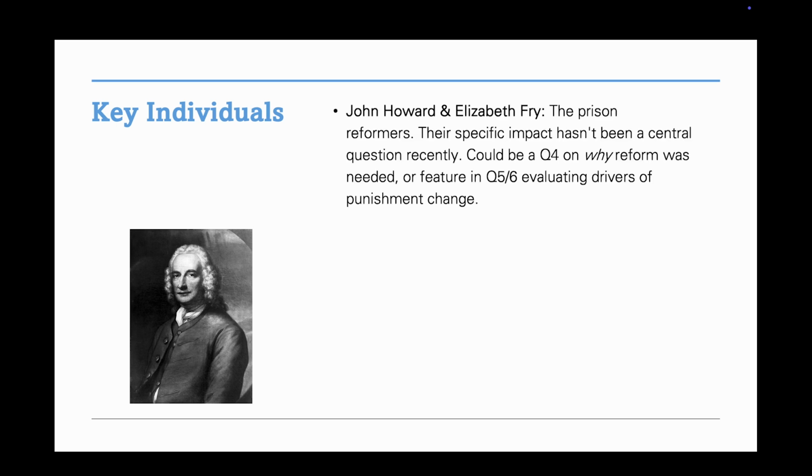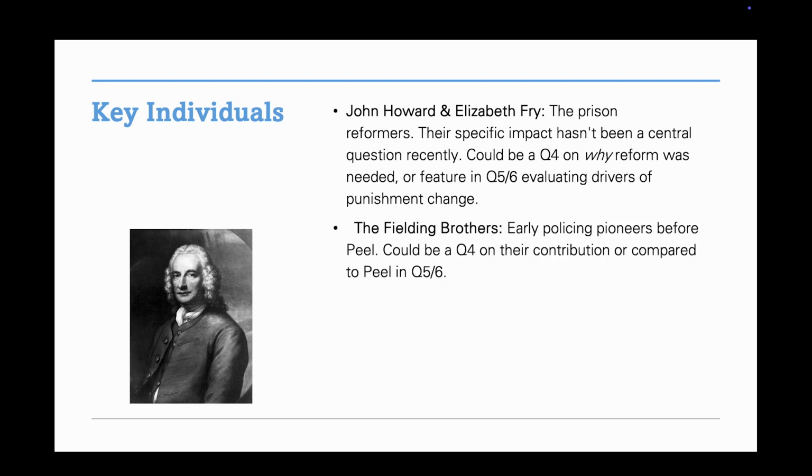Let's now turn to some key individuals who could easily show up this year. First, John Howard and Elizabeth Fry, the famous prison reformers. Their specific impact hasn't been a central question recently, could be a question 4 on why reform was needed, or feature in question 5 or 6 evaluating drivers of punishment change. Then we have the Fielding brothers. They're key to understanding how policing started to evolve. Expect a question 4 on their contribution to early policing, or possibly a question 5 or 6 comparing them to Peel and asking who was more important in shaping law enforcement. Both of these could easily be overlooked, but that's exactly why they might appear. Make sure to know them well.